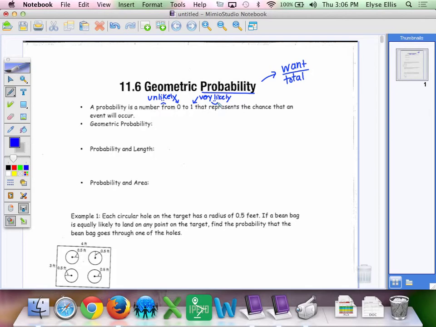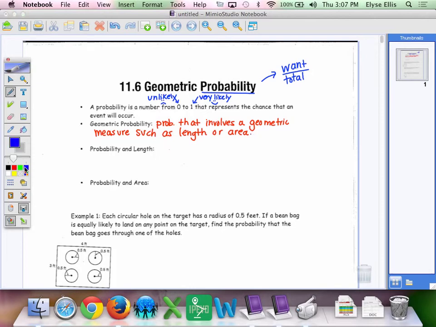Well, geometric probability, it is a probability that involves a geometric measurement such as length or area. And those are actually the two types we're going to figure out. How do you do probability with length and probability with area?